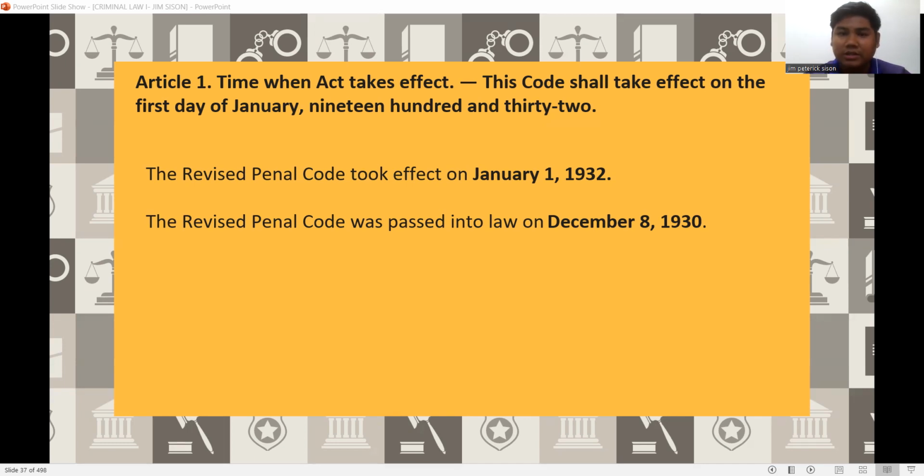So January 1, 1932. Question: what is the effectivity date of the Revised Penal Code? The answer is January 1, 1932. Second question: when was the Revised Penal Code passed into law? The answer is December 8, 1930. So if you are asked the date of effectivity of the Revised Penal Code, you answer January 1, 1932. The passage into law of the Revised Penal Code was December 8, 1930. Take note of that.